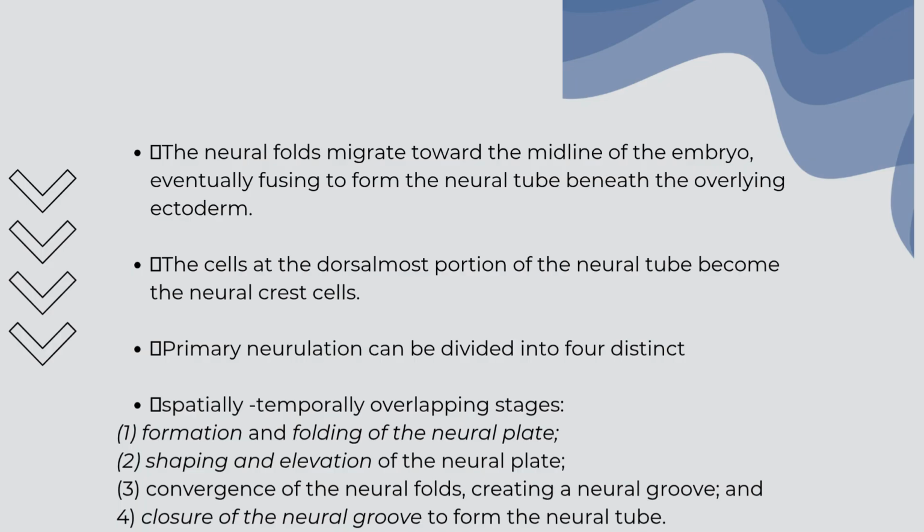During primary neurulation, the neural folds migrate towards the midline of the embryo and eventually fuse to form a neural tube beneath the ectoderm layer. The cells at the dorsalmost portion of the neural tube become neural crest cells. There are four distinct phases in primary neurulation, and they overlap with each other. The first is formation and folding of the neural plate, the second is shaping and elevation of the neural plate, then convergence and creation of the neural grooves, and closure of the neural grooves to form the neural tube.